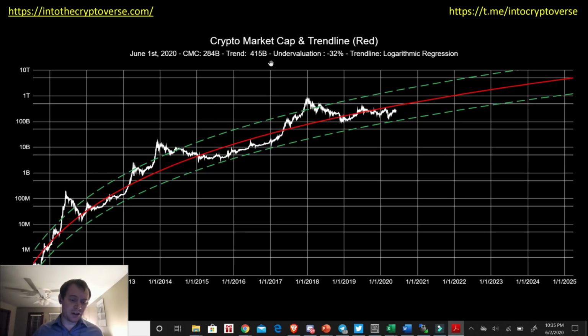I posted this chart maybe a week ago, and the undervaluation was around negative 40%. As of June 1st, which was yesterday, the total cryptocurrency market cap was 284 billion, whereas our trend line says the fair valuation would be 415 billion. Last time we talked about this, our undervaluation was negative 40%. Now it's at negative 32%. I think that's probably come down a little since then because we dropped from 10,000 back down to 9,500 or so. Maybe now it's back to negative 35% or something. I'd have to check what the current fair valuation is.